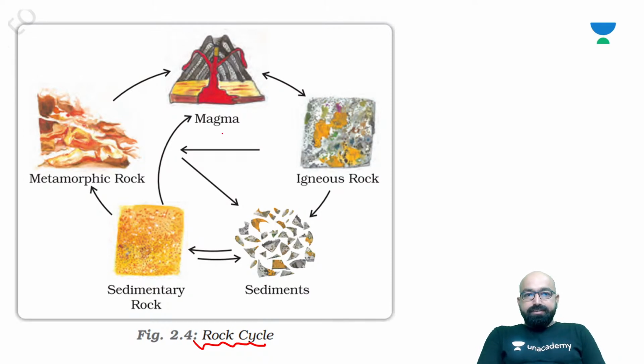Now, friends, see the magma. From this magma, it creates igneous rock. Then the sediments of these igneous rocks change into sedimentary rock, and then sedimentary rock converts into the metamorphic rock.